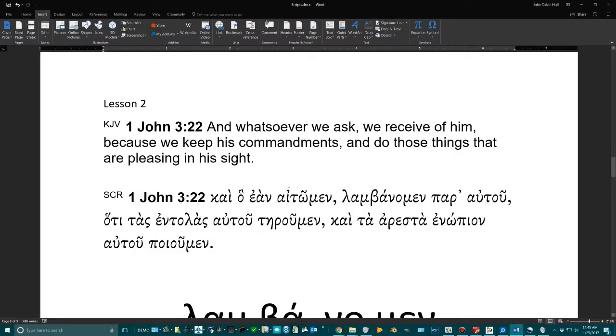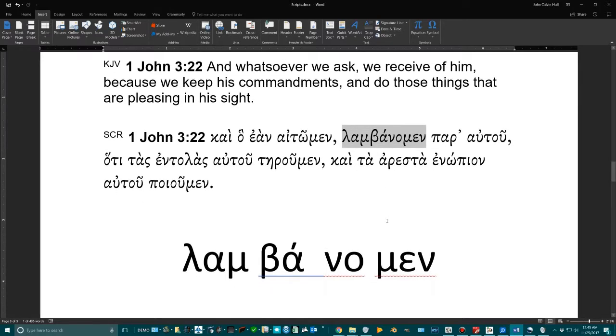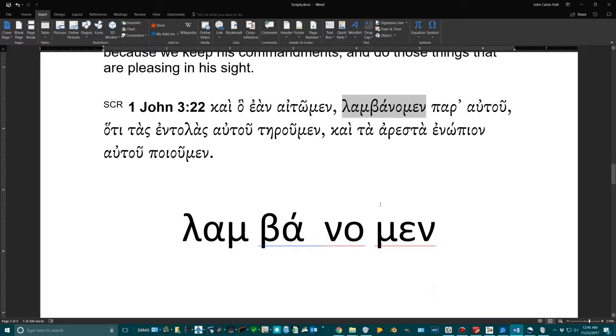Lesson 2. We're going to take a look at 1 John 3:22: "And whatsoever we ask, we receive of him, because we keep his commandments and do those things that are pleasing in his sight." The Greek New Testament here has the word lambanomen. Nice long word. We'll take that word and break it down, and notice the syllables.